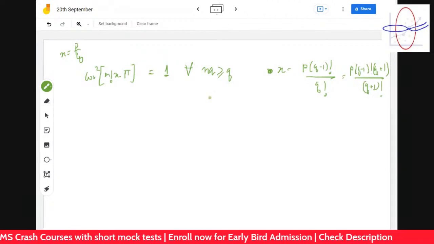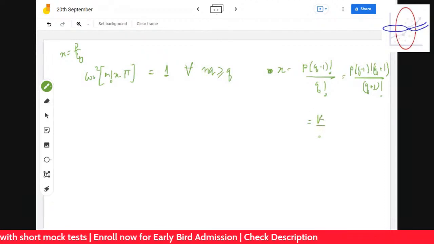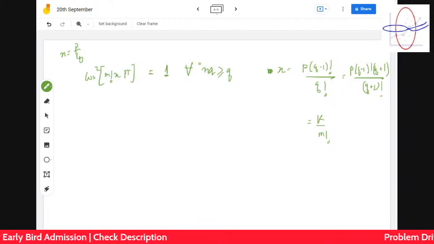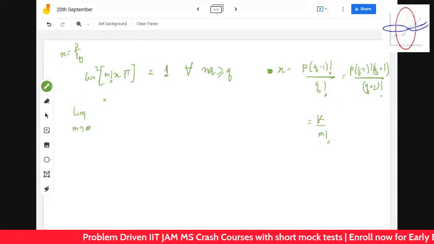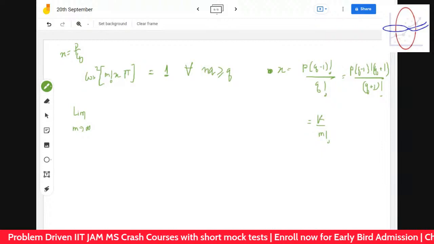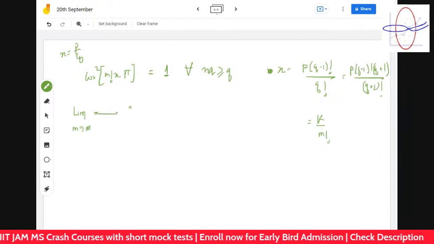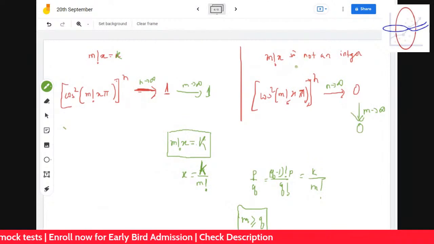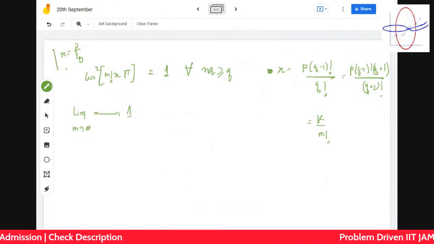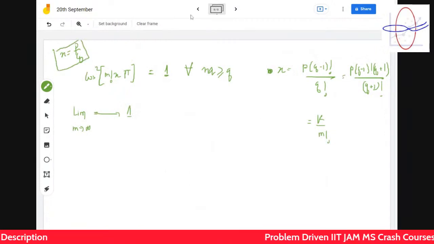So it is of this format, k by m factorial always. That is the main aim. Therefore we can see that for all m greater than or equal to q, it can be like this. So limit m tends to infinity, since m tends to infinity, this will go to 1. And if x is equal to p by q, this limit will always be 1.